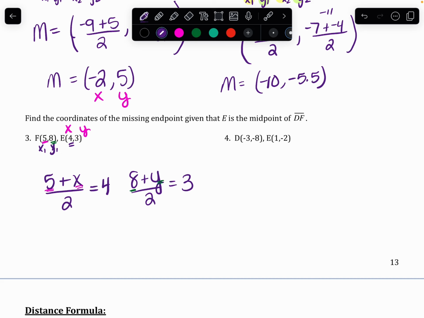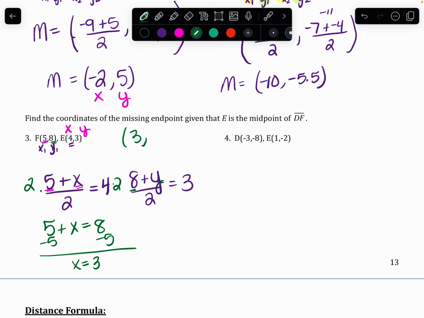So then you can solve these equations individually for x. I would start by multiplying by 2. So you'd get 5 plus x equals 8. And you can solve that with mental math or continue the order of inverse operations and get 3. So our other endpoint's going to be 3.